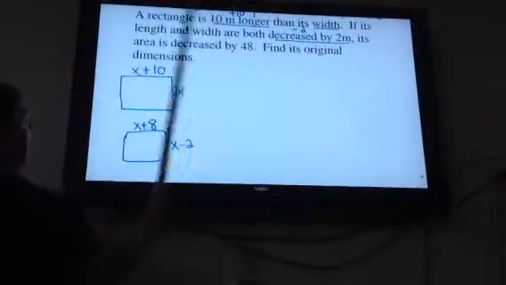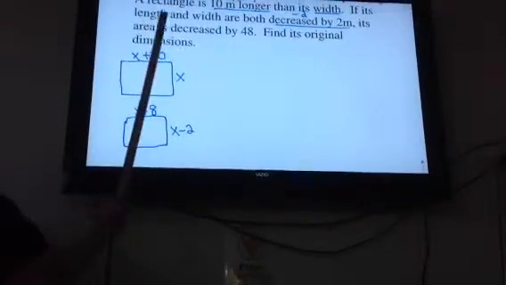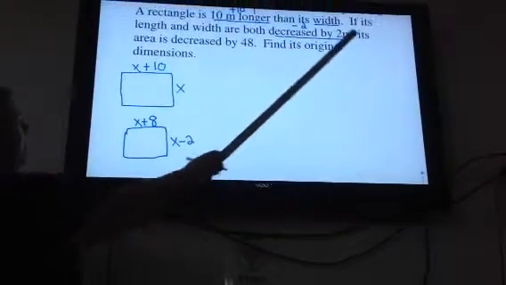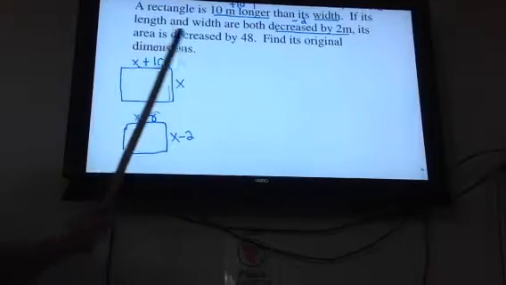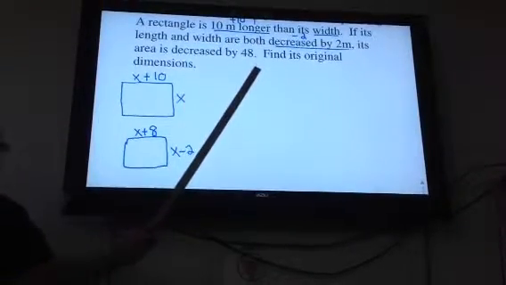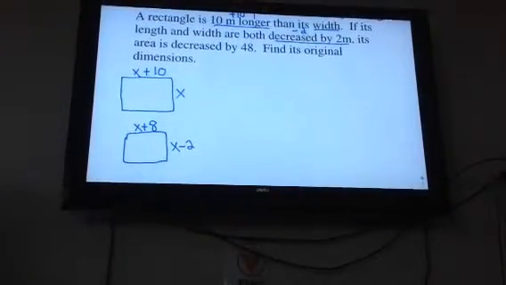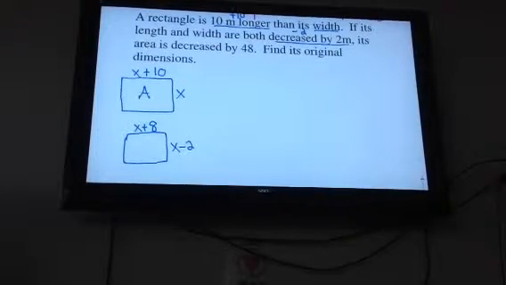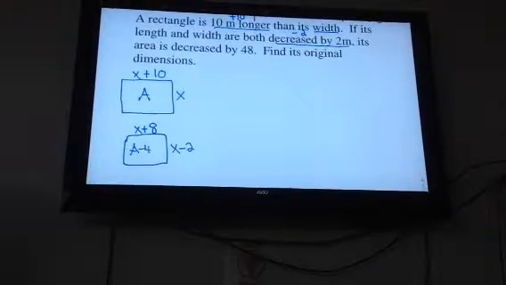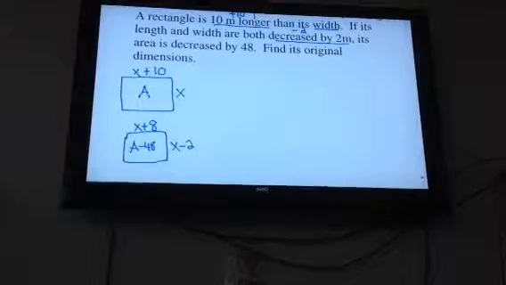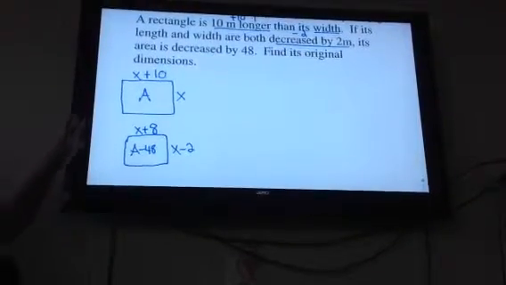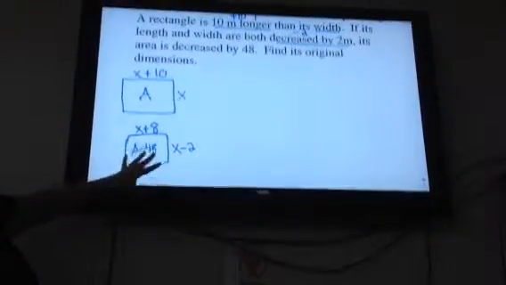If I do that, so it says if its area is decreased, if the length and width are both decreased by 2, its area is decreased by 48. Okay, so this has some area, I don't know what it is, but this has that same area minus 48. Okay, it should make sense. If you're decreasing the dimensions, the area should be smaller.